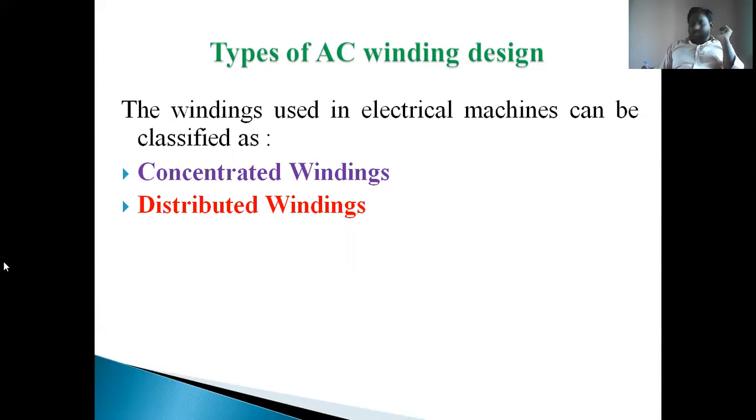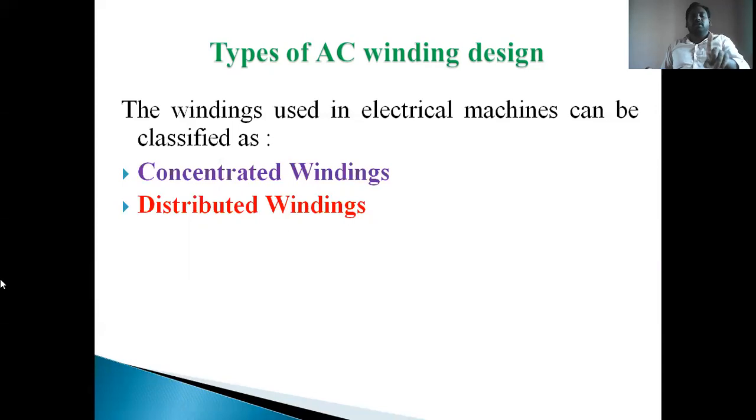So for 3 phases, 6 slots means for one phase only 2 slots. That is, 2 slots per pole per phase. In that case, all the coils are accommodated in only 1 slot.